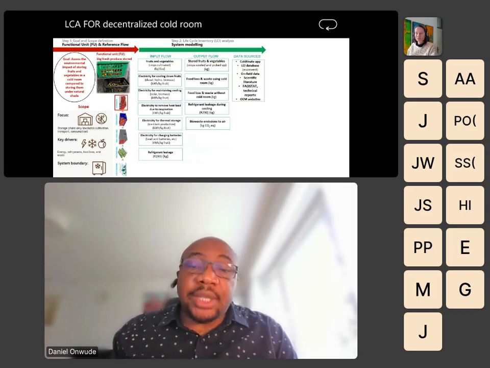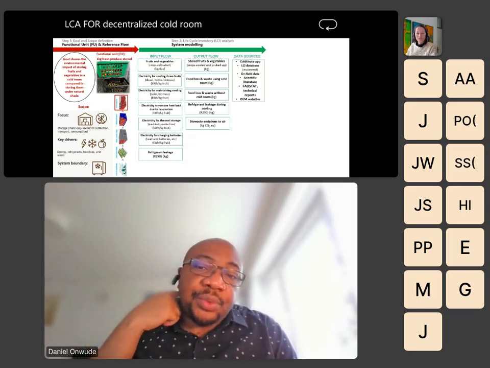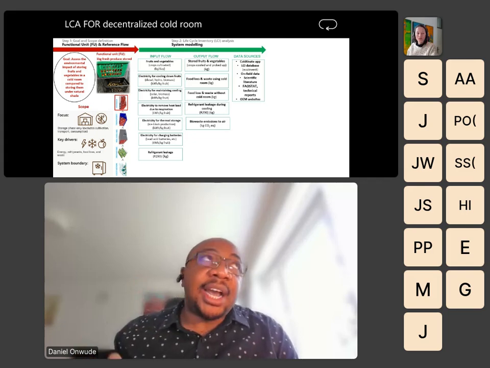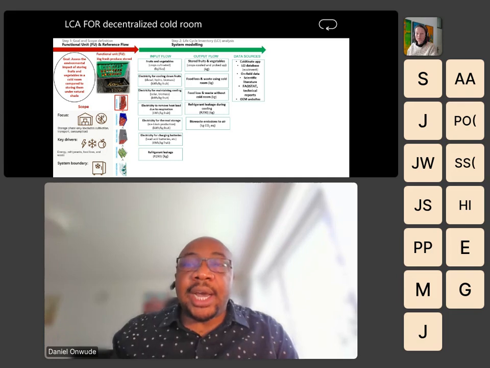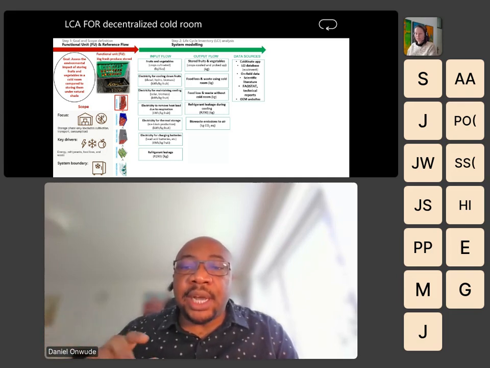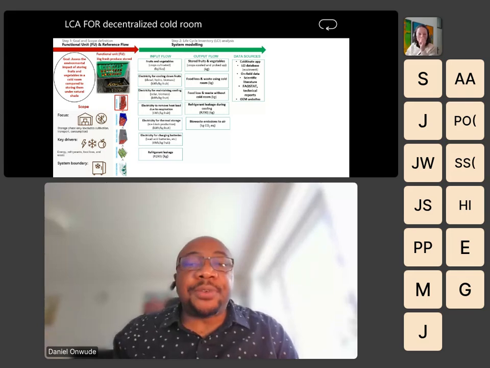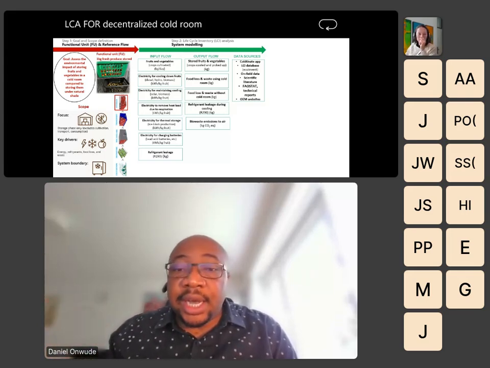Great. Now, to carry out our life cycle inventory, we use both the literature data and real-time field data collected through the Cultivate app. As I said, the app gives us granular input like temperature, energy use, produce mass, and refrigerant type. So these for us are important parameters that we collected using the Cultivate app.